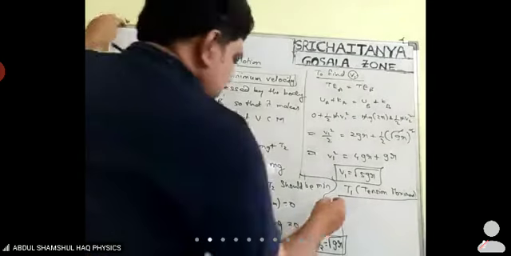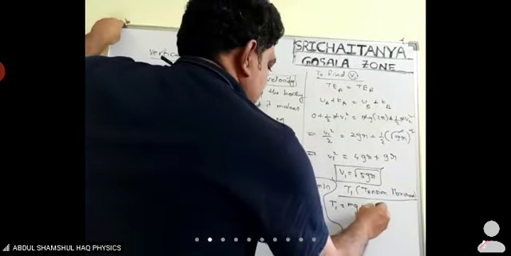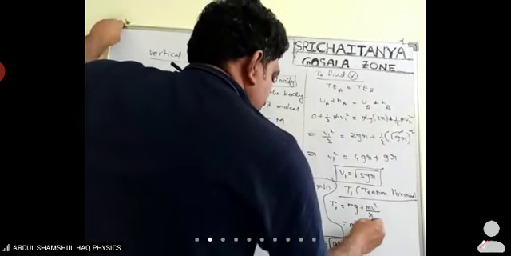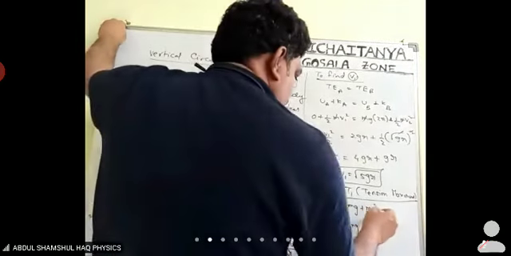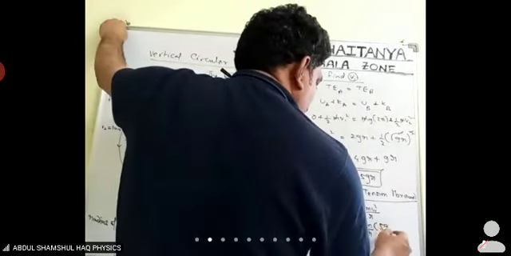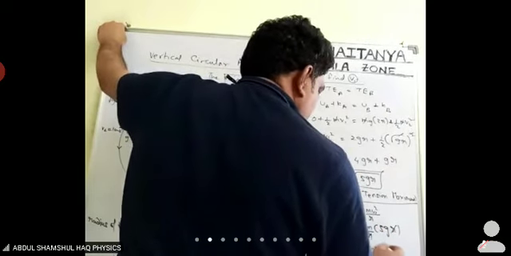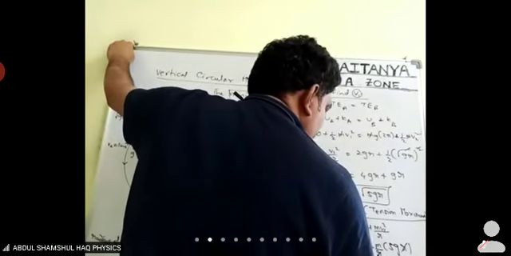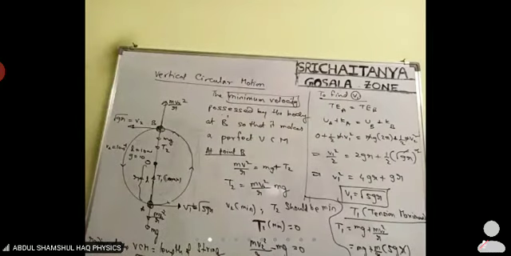Students, tension T1 will be equal to mg plus mv square divided by r. This is mg plus m by r into v1 square. So v1 square will be 5gr. r gets cancelled. So this is mg plus 5mg. Therefore, tension T1 will be equal to 6mg. Have you understood, students? Can you see the foot of the board now?